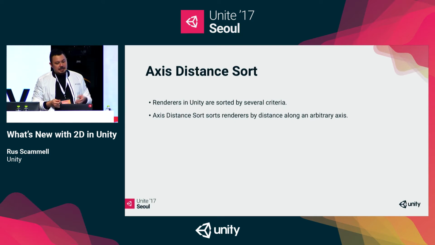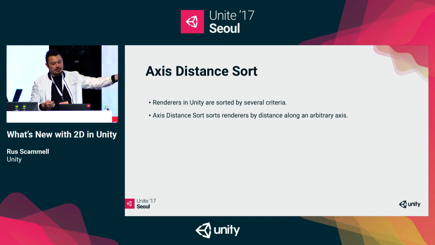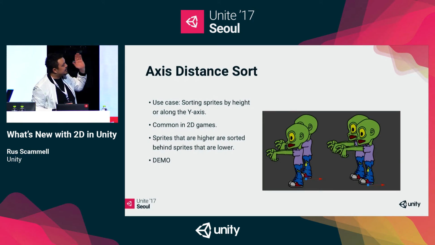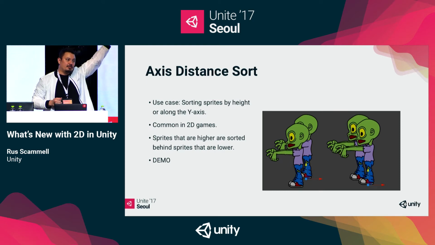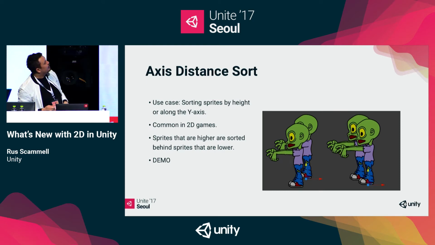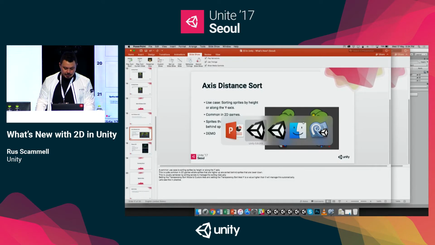Renderers in Unity are sorted by several criteria, such as order in layer or distance from camera. What we've got here is the axis distance sort, which adds the ability to order renderers by distance along an arbitrary axis. We do this by extending the transparency sort mode. So this is the use case: you have a lot of zombies, you want the ones above to be rendered at the back, the ones below to be rendered in the front. Let's take a look at how we do that in Unity.